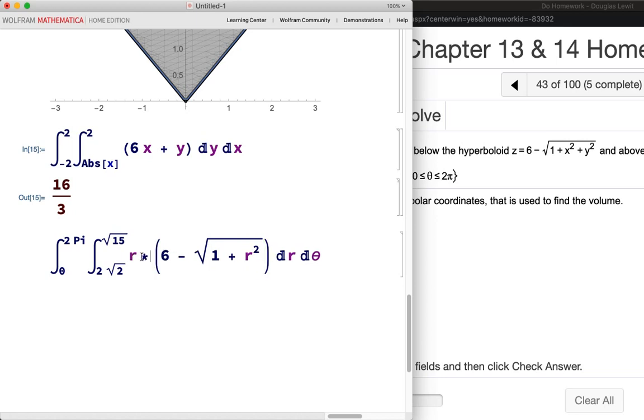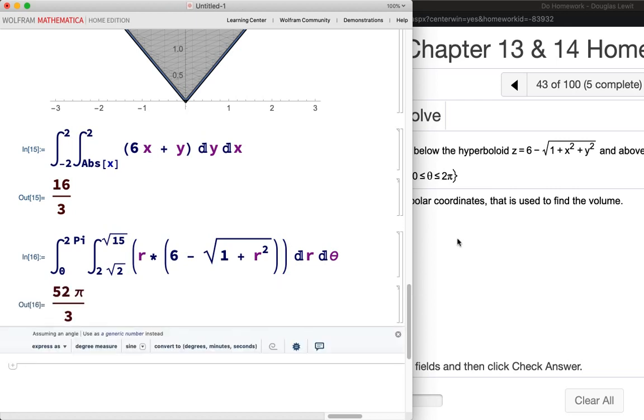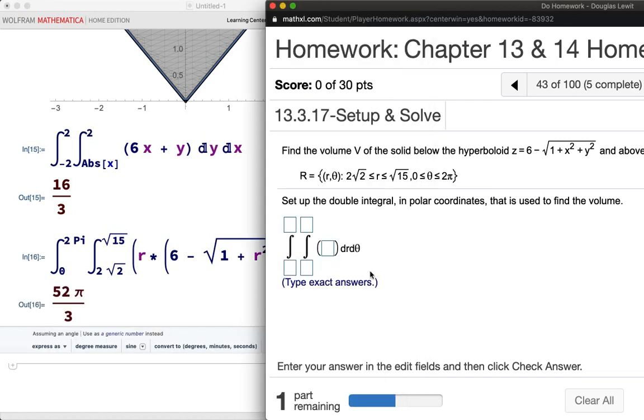r times that whole thing. And actually, you need to enclose the entire thing in parentheses, because otherwise I don't think you're going to have the right answer. So it's r times 6 minus the square root of 1 plus r squared. And when you're doing this in Mathematica, you should really enclose the entire integrand in parentheses. Shift Enter.